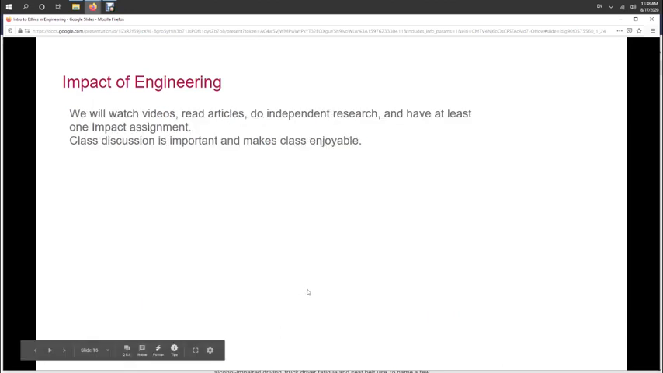Yeah, so for impact of engineering, we will watch videos, we'll read articles, we'll do independent research. There will be at least one impact assignment. Class discussion is important. It makes class enjoyable, indeed.